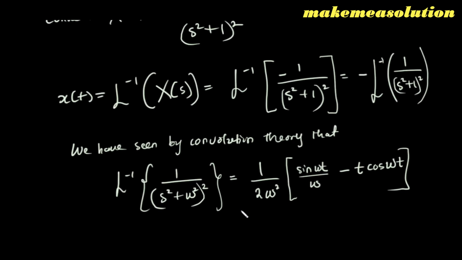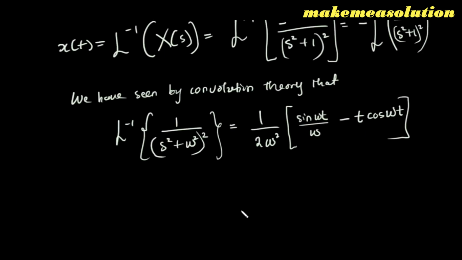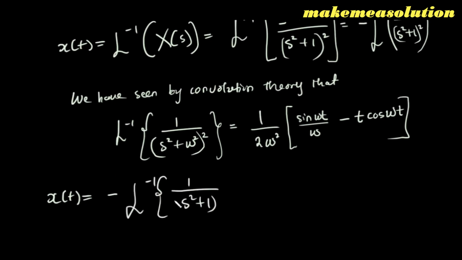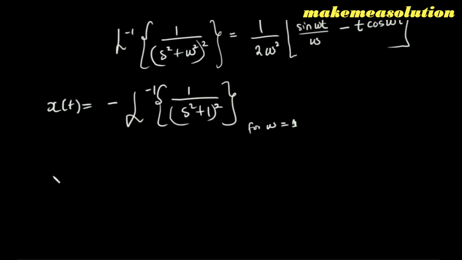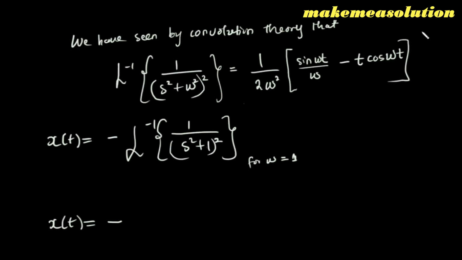Now, at this point, we can use this to resolve our what? X of t, being minus Laplace inverse of 1 all over s squared plus 1 all squared. If you compare it very carefully, you will discover that omega in this case is 1. So for omega equal to 1, the Laplace inverse of this will be compared to the Laplace inverse of this. We are just going to use this formula directly.